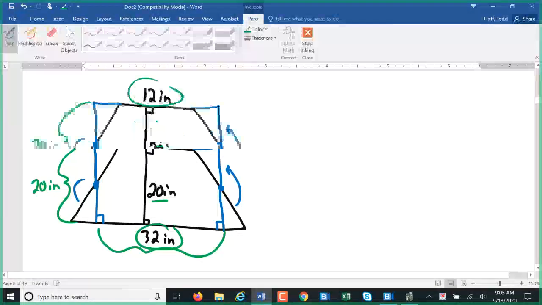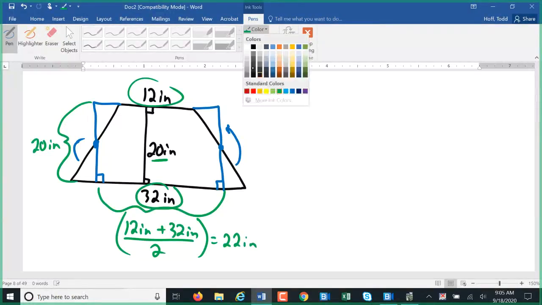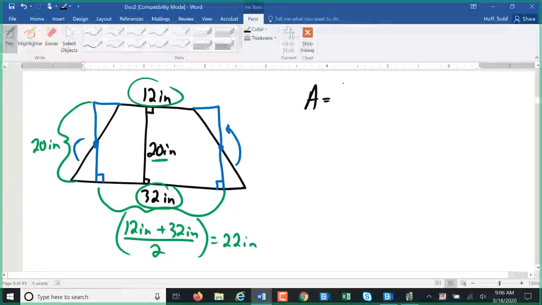In fact, it's exactly between. It is the average of those bases. 12 inches plus 32 inches divided by 2. Well, 12 plus 32 is 44, divided by 2 would be 22 inches. So the area for a trapezoid, if little b is the short base and big B is the large base, is the average of those bases. That gives us the length of that related rectangle times the height.